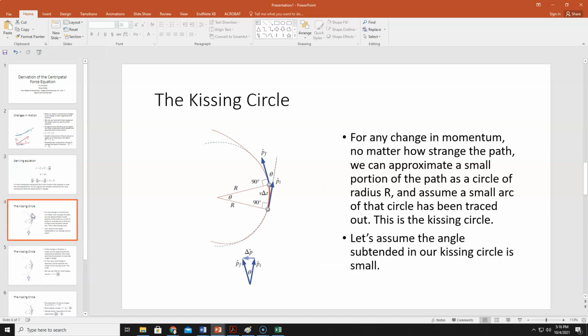Okay, so to do that, we need to look at some pictures, okay? Yet again, these are from your textbook, Matter and Interactions. Let's assume that we have some object making a turn, as is shown here, but its speed is constant, okay?